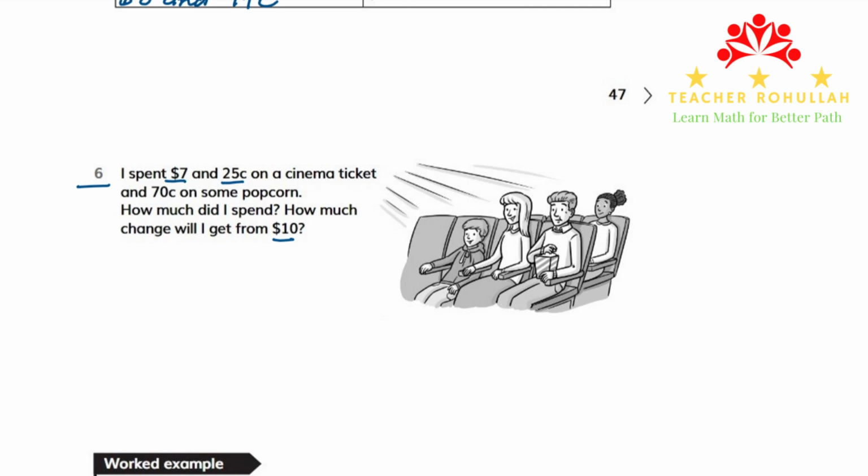So we can write this as ticket plus popcorn. Ticket plus popcorn is equal to $7. Let me write using decimal point. $7.25 plus 70 cents. Here we can write 0.70, which is cents. Now, to find the total amount he or she spent, we can write $7.25 plus 0.70 will be equal to $7.95.